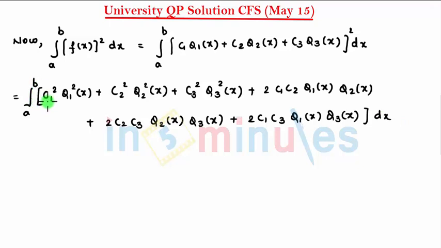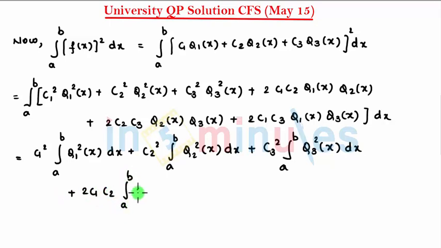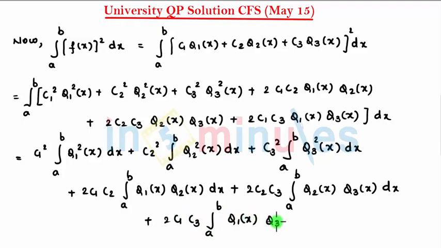and that is dx. So when we separate the integration, we can say c1 square integral from a to b of q1 square of x dx plus c2 square integral from a to b of q2 square of x dx plus c3 square integral from a to b of q3 square of x dx, plus the rest of the terms: 2 c1 c2 integral from a to b of q1 of x q2 of x dx plus 2 c2 c3 integral from a to b of q2 of x q3 of x dx plus 2 c1 c3 integral from a to b of q1 of x q3 of x dx.